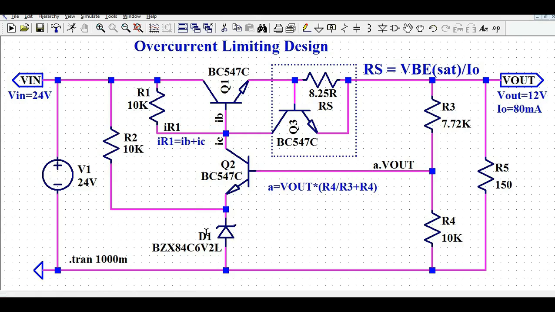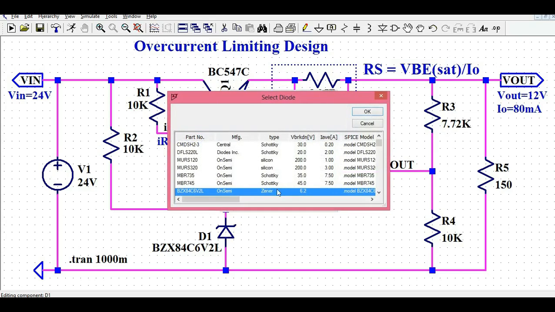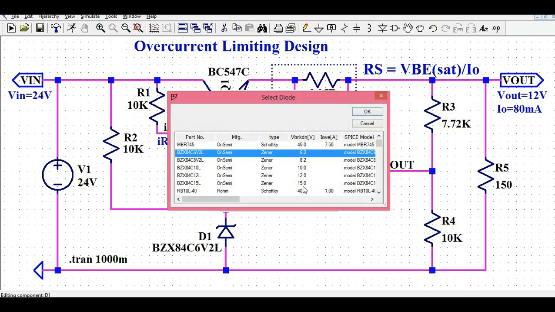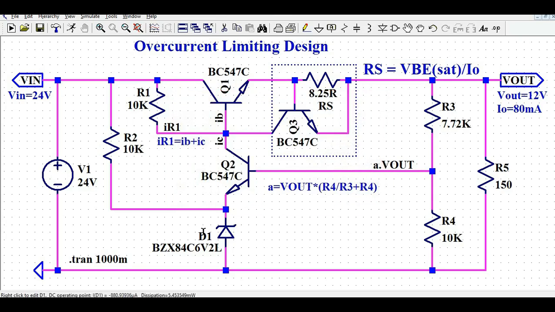In the last video I got many comments asking why I am using this 6.2 volt Zener. To answer that question, if you look at the library of LTSpice, the minimum Zener breakdown voltage I found is 6.2. If you look at 8.2, 10, 12, 15, the minimum Zener voltage I found is 6.2. That is why I use the D1 6.2 volt Zener.